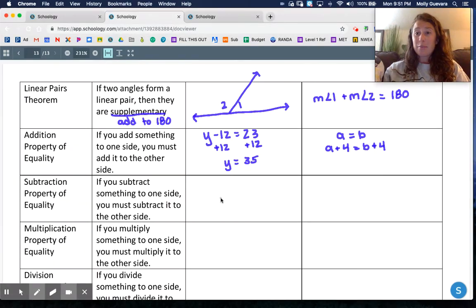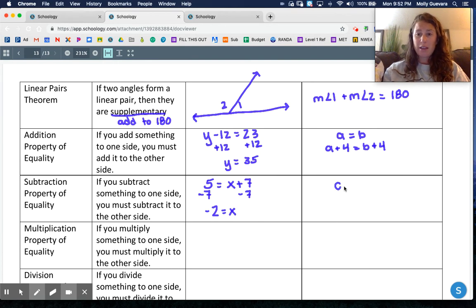Okay, same thing with subtraction property of equality. If I subtract something from one side, you must subtract it from the other side. So if I have 5 equals x plus 7, right? If I subtract 7 from the right side, I also have to subtract 7 from the left side. That's all it's saying. So I get negative 2 equals x. So this is how we use it. This is how you've seen it before.